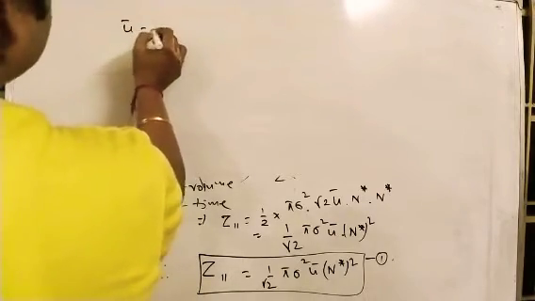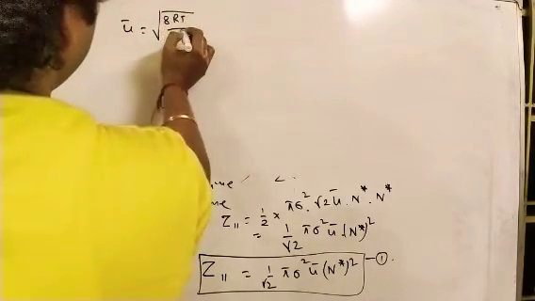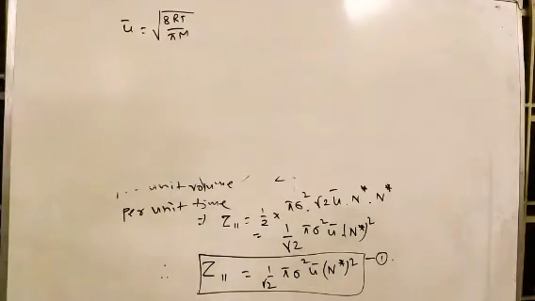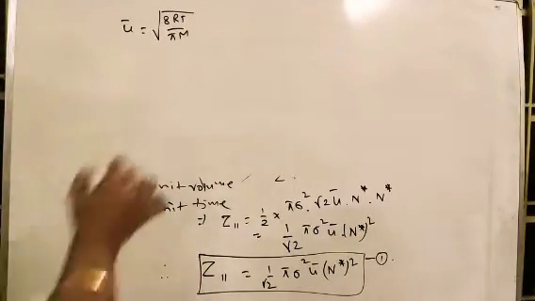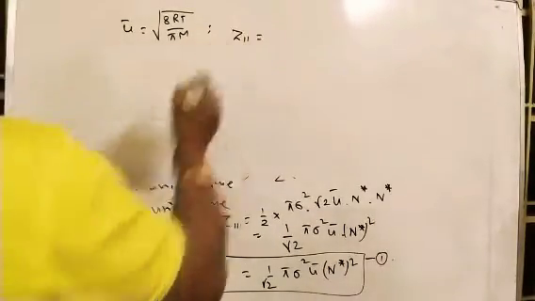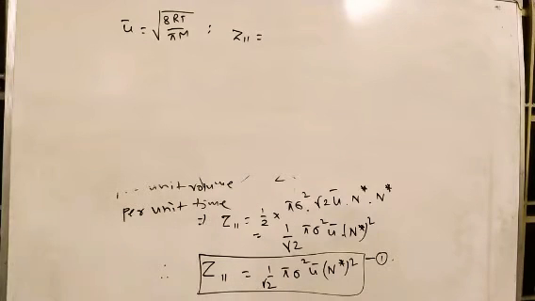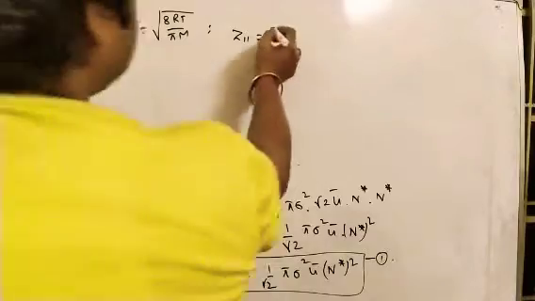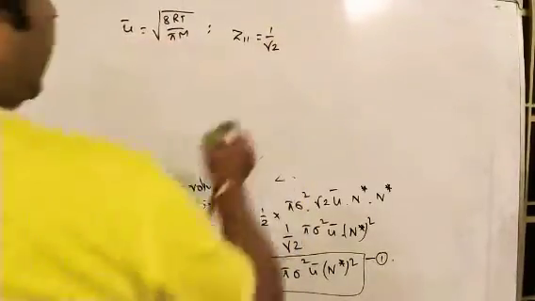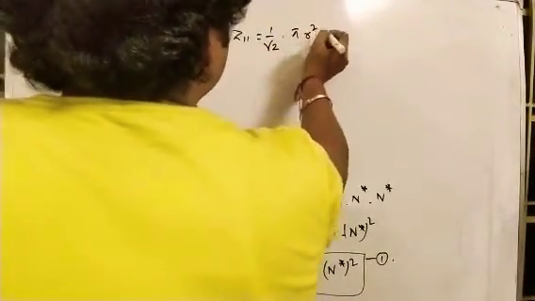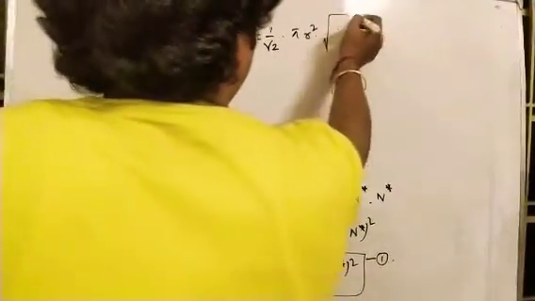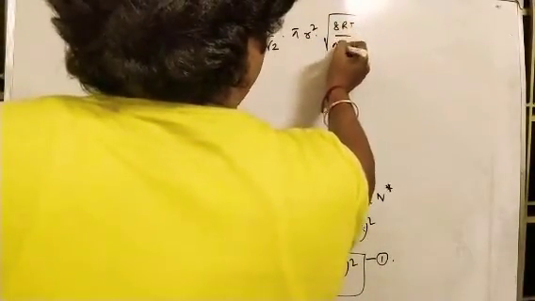So u bar is equal to root over 8 RT by pi m. Now it is visible. Yes, it is. So now you find out the value of Z11. Do this yourself. So this is equal to 1 by root 2 into pi into sigma square u bar. We put it as root over 8 RT by pi m into n star square.